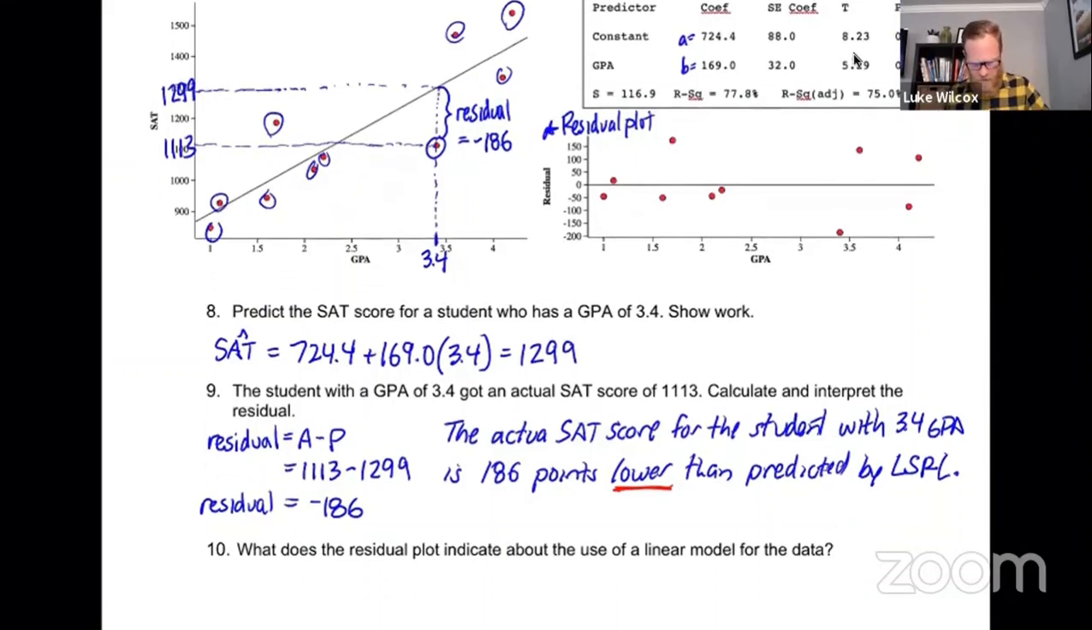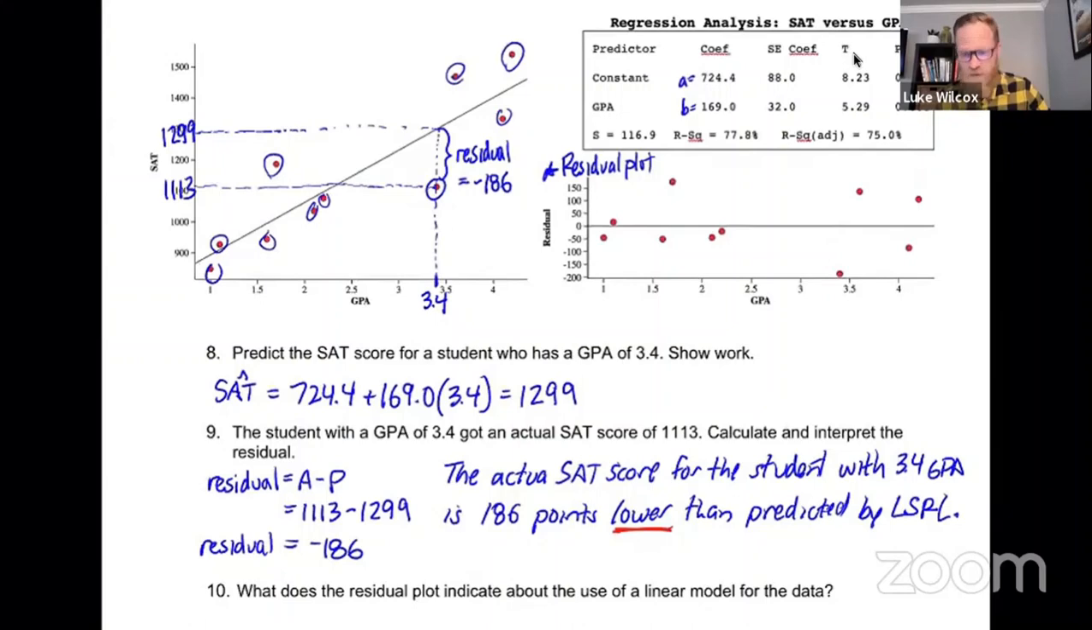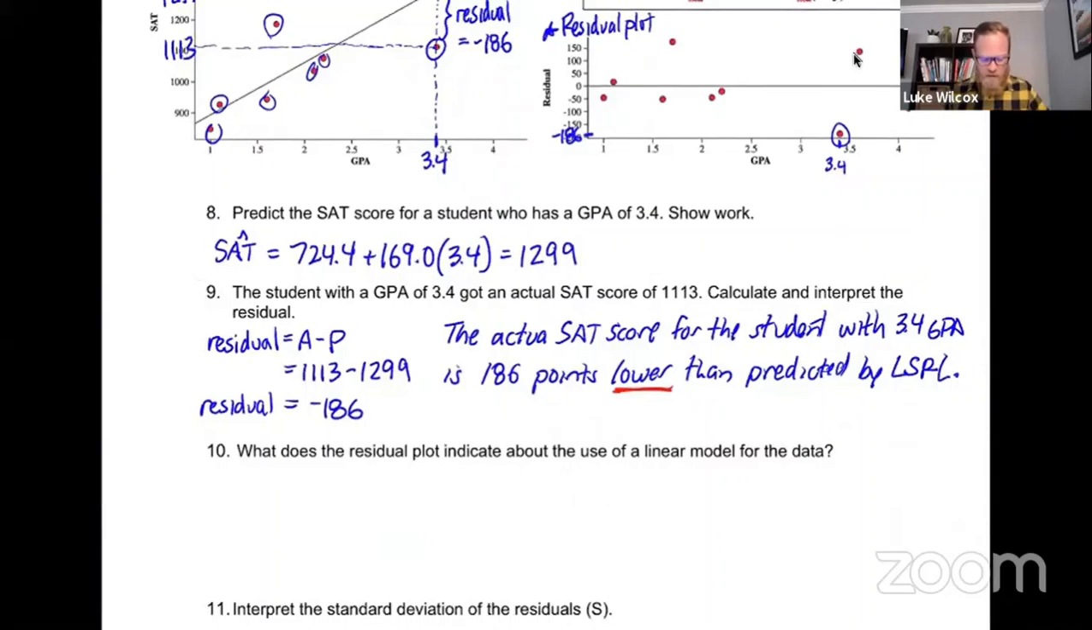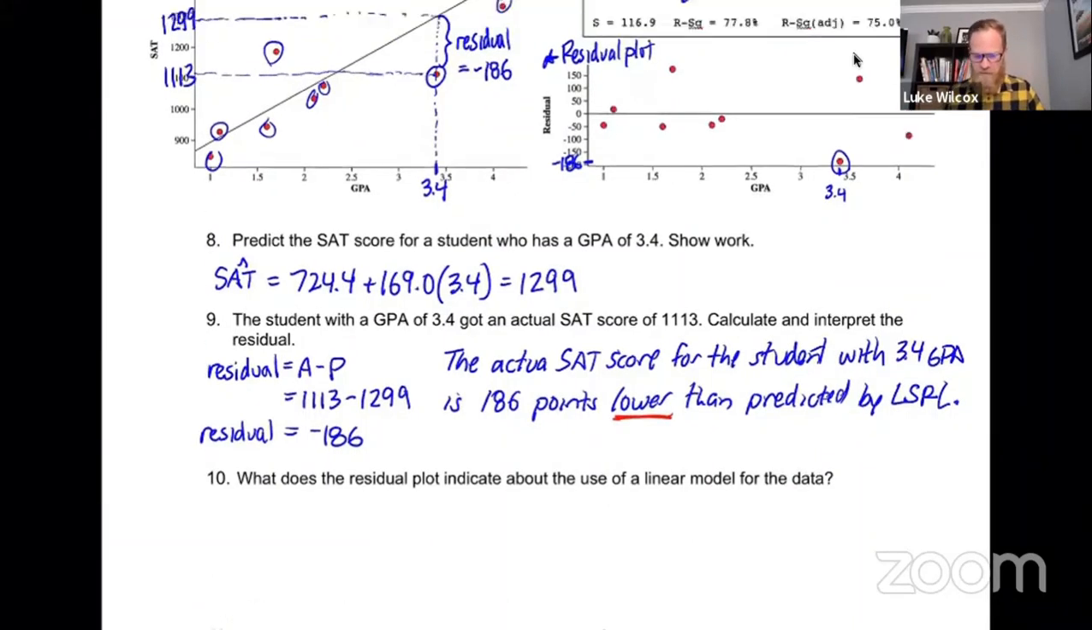All right, let's move to, oh, by the way, I want to note here, when you look at the residual plot, find the X value, the GPA of 3.4, and you can find that student that we've just did the calculation for. And sure enough, if you look over here at the residual, it seems reasonable that that residual would be negative 186, right? You can see that in the residual plot. So let's talk a little bit more about that residual plot. Question number 10 says, what does the residual plot indicate about the use of a linear model for the data?